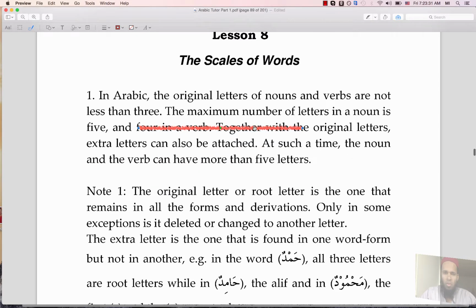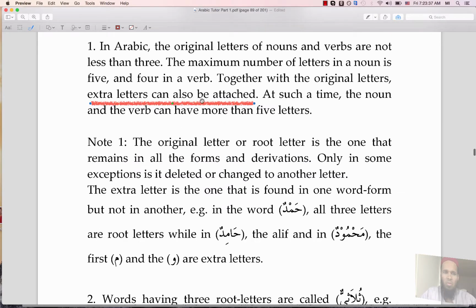Together with the original letters, extra letters can be attached. At such a time, the noun or the verb can have more than 5 letters. So the nouns will have base letters of 5 at max, and verbs can have a maximum of 4 original letters. But along with that, there could be extra additional letters. They could be attached to make the noun and the verb longer, bigger.